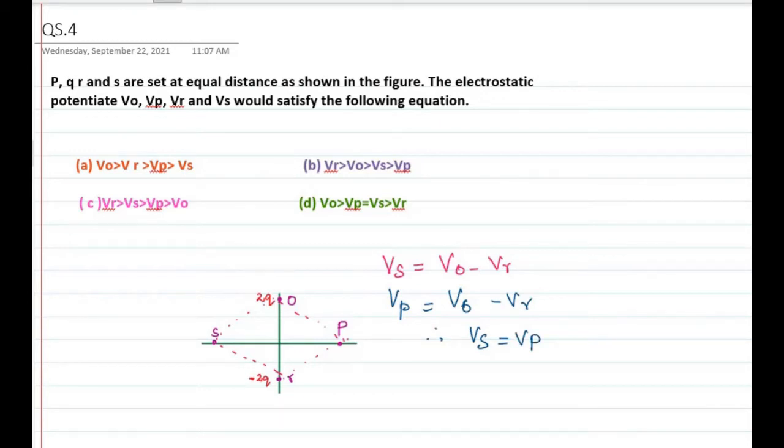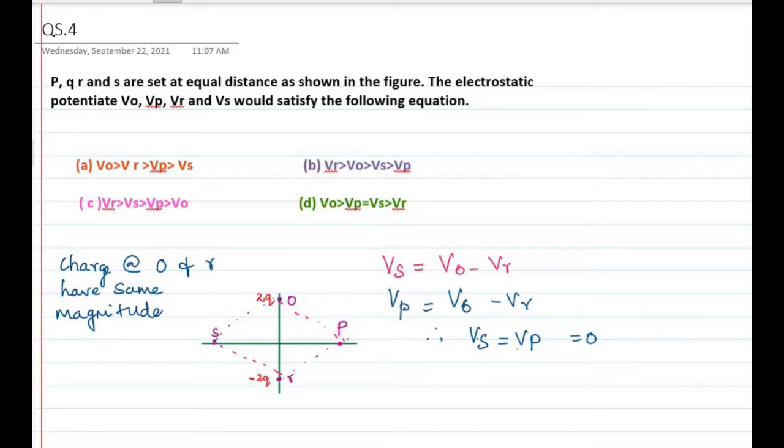Okay, so here V0 and Vr. We see the charges at O and R have same magnitude. So when you find the potential difference due to these charges at O and R at point X and P, then Vs also will be equal to Vp. They have same magnitude, so obviously when you take the difference of same magnitude, we'll get the value as 0. So from this we conclude Vs is equal to Vp.